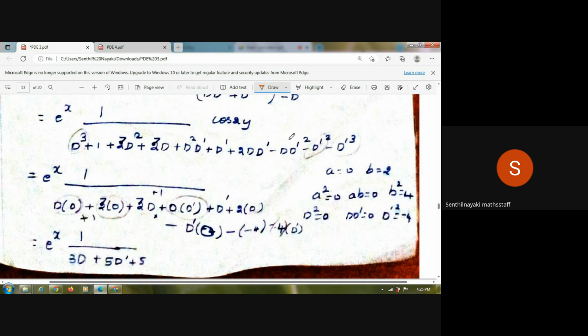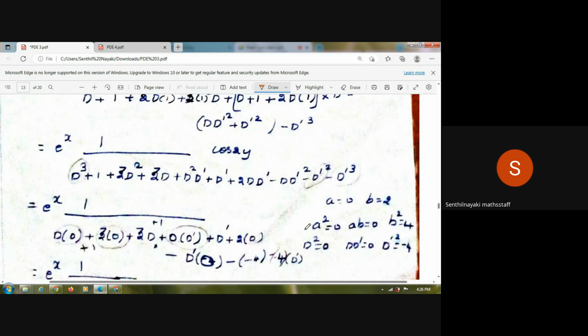cos. For cos 2y the procedure is same. Here there is no x term, so a equal to 0 and b equal to 2. So a square, that is d square, is replaced by 0 and ab is also 0, therefore d dash is replaced by 0. B equal to 2, therefore b square is 4, therefore d dash square is replaced by minus 4.